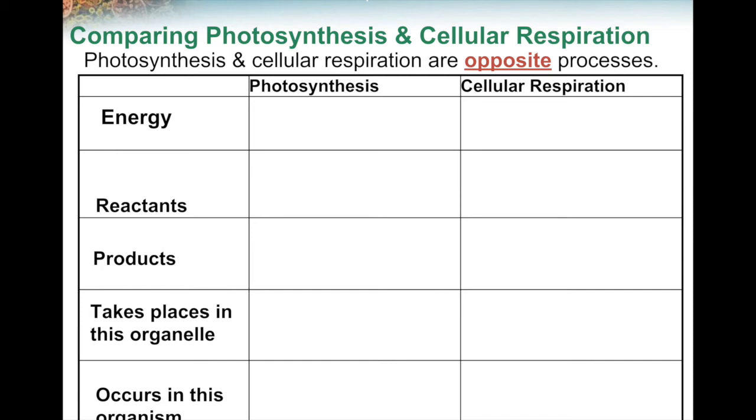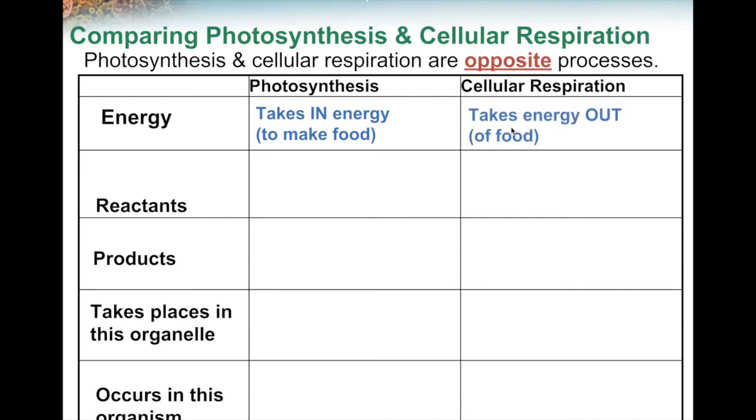Let's take a look at this table to further show how they're opposite processes. For photosynthesis, what does that process do with light energy? Well, it takes in that energy in order to make food. How is that opposite from cellular respiration? In cellular respiration, we're not taking in energy, we're taking energy out of our food.